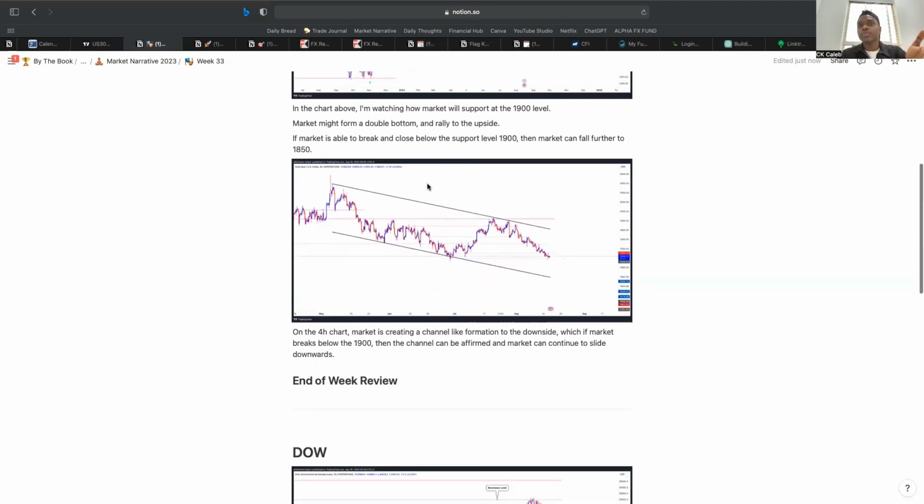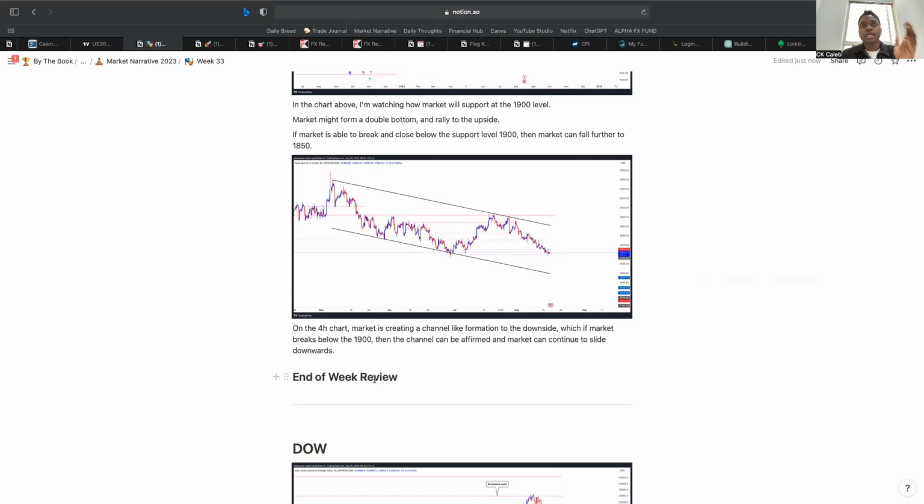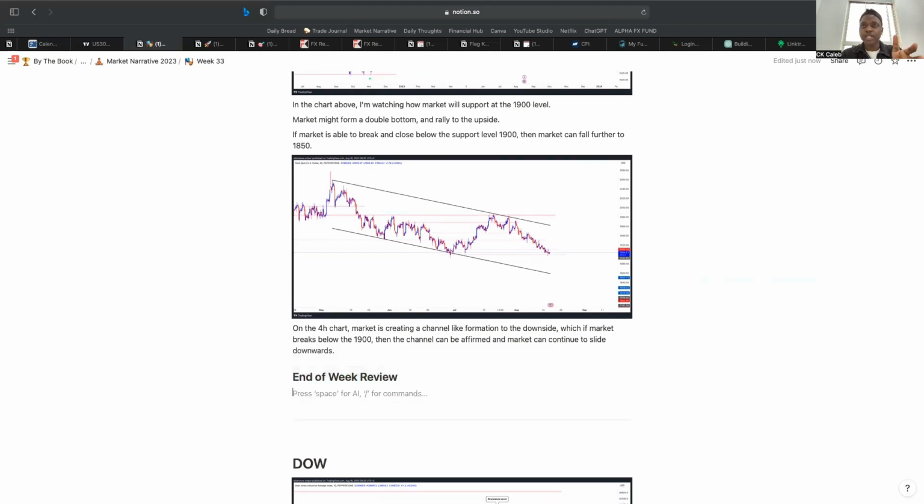And then by the end of the week, mostly on Saturday, I'll come and write an end of the week review. I'll write what my reason was, what my observation was, and what ended up happening. Did market move to the upside? Did it move to the downside? Did it move sideways as well? Okay, remember sideways is also a movement. Market does three things, three trends: up, down, or sideways.